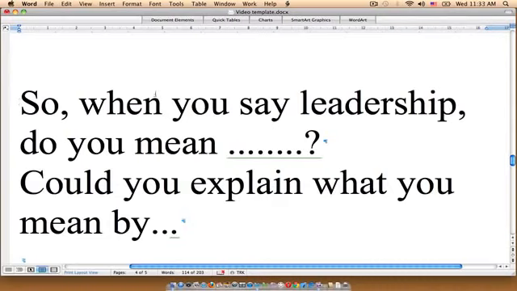So when you say leadership, do you mean... We can use this, of course, and leadership we could replace with anything. Could you explain what you mean by... Okay, so these kinds of phrases are okay to use to clarify what it is you're being asked.